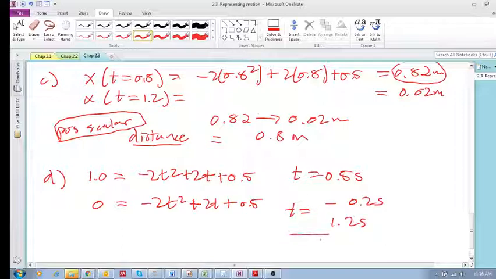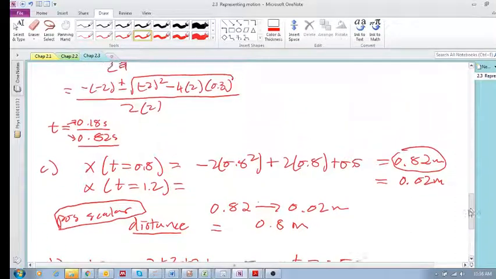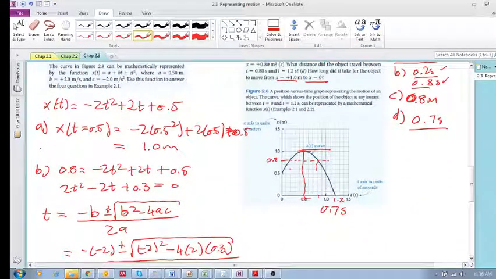Now, why do you get 2 times here at x equals 0 meters? Well, if you look at this curve, if you carry on with this over here, it's going to cut the x-axis there. So this curve cuts the x-axis at 2 points, 1.2 seconds and minus 0.2 seconds. Okay, so those are the roots of this equation. Where is x equal to 0? Well, this equation tells you at 2 places, minus 0.2 seconds and 1.2 seconds.